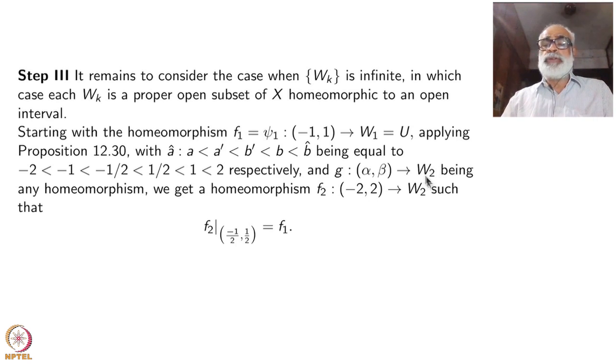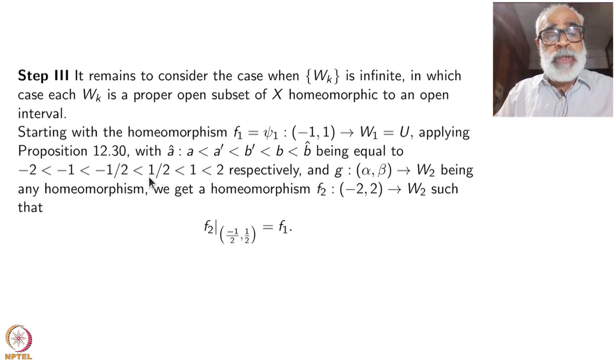2, taken as U2, the next one, F2 from minus 2 to 2 onto W2, the union, such that F2 restricted to the smaller interval, minus 1, minus half, plus half, is your F1. F1 is defined on minus 1 to plus 1, but on the whole larger one, we don't know. Only on the smaller open interval it is F1, and that is extended.